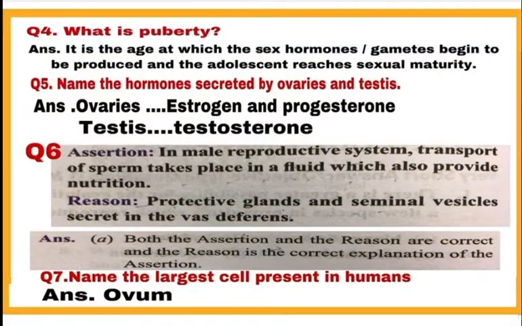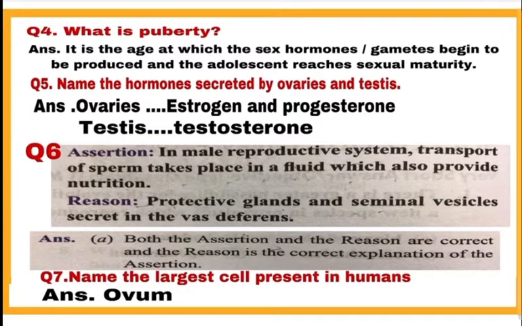Clear? Question 4. What is puberty? It is the age at which the sex hormones and gametes begin to be produced and the adolescent reaches sexual maturity. Note the age of sexual maturity: for girls, it is 10 to 14 years and for boys it is 12 to 16 years.